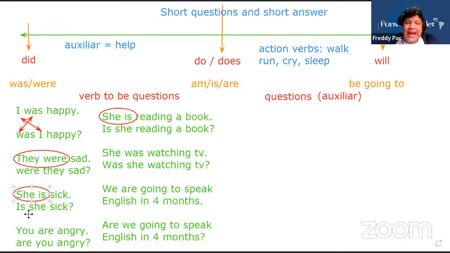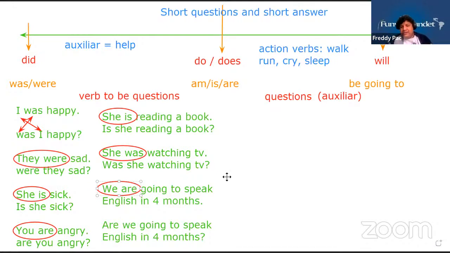She is sick. It has the verb to be. I create my question with the verb to be. You are angry. I create my question with the verb to be. Also, the questions with action verbs. But teacher, this has an action verb. Yes, but it has the verb to be first. She was watching TV. It has the verb to be first, so I have to create my question with the verb to be. We are going to speak English in 4 months. We are. I am using the verb to be.